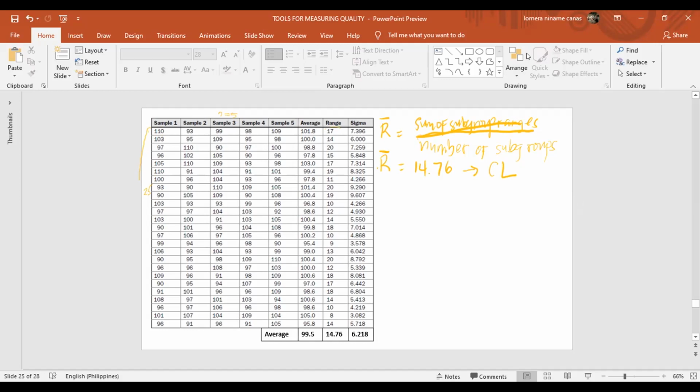Okay. Next we have to compute for the lower control limit, which is D sub 3 times R bar. And based on the table of constants, if the number of subgroups is 5, D3 is 0, multiplied by 14.76. So our lower control limit in the R chart is how much? The value of our LCL is 0.